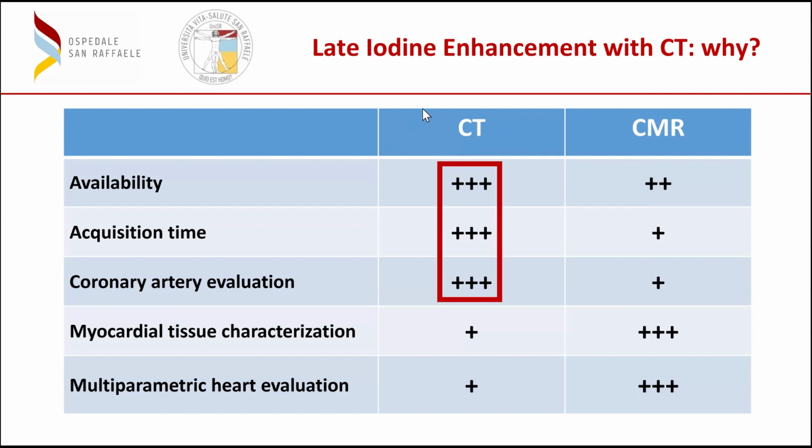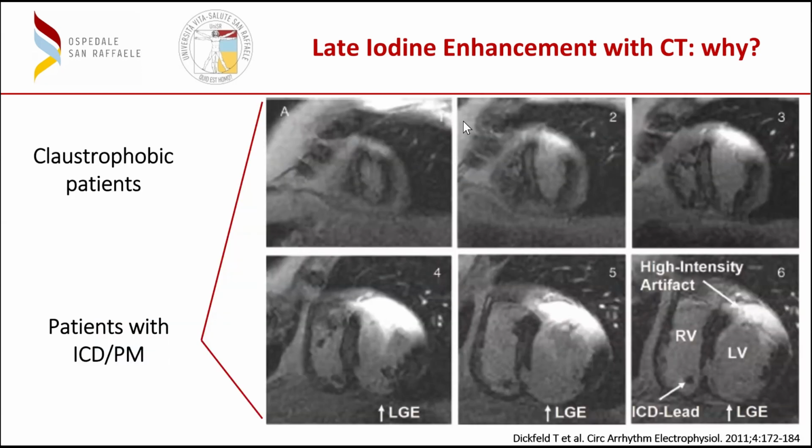The disadvantage is the reduced contrast-to-noise ratio, because we do not have the capability, at least up to now, to suppress the signal of the normal myocardium. So CMR has a higher contrast resolution that allows better myocardial tissue characterization in LGE, and moreover has a higher range of techniques. It is completely multiparametric, but we are arriving also with CT to be completely multiparametric.